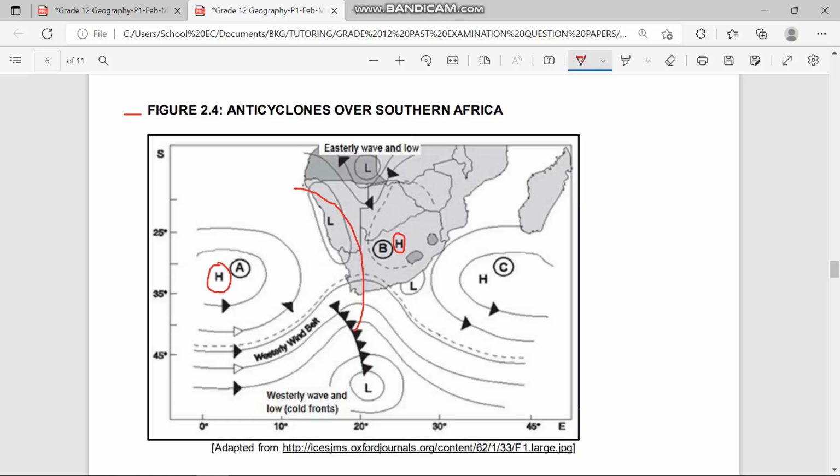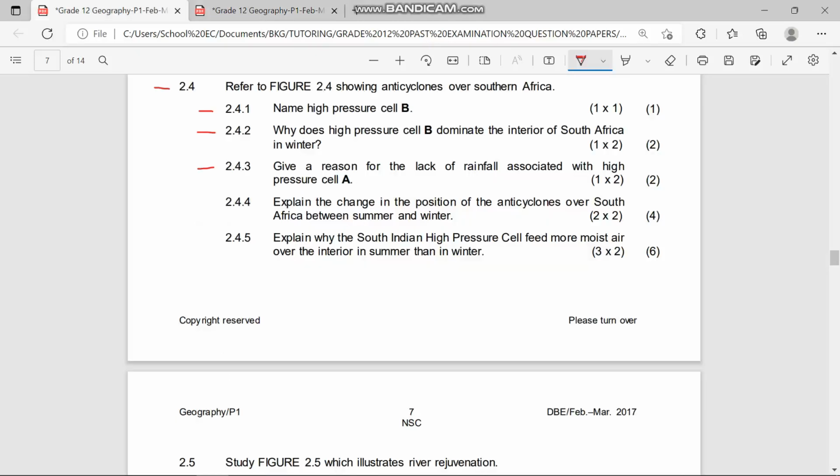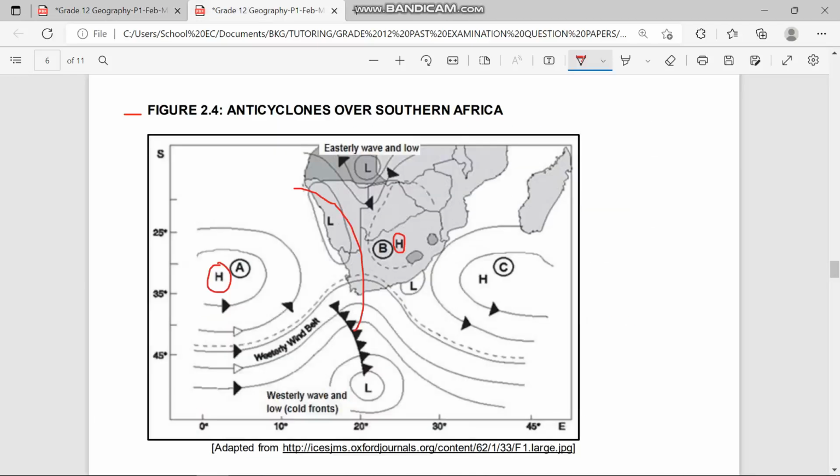There's no rising air on this side and so on. Yes, there is moisture content in the onshore sea winds, but it's dry and dense in winter. It's very cold in winter. So the question was saying, give a reason for the lack of rainfall associated with the South Atlantic anticyclone.